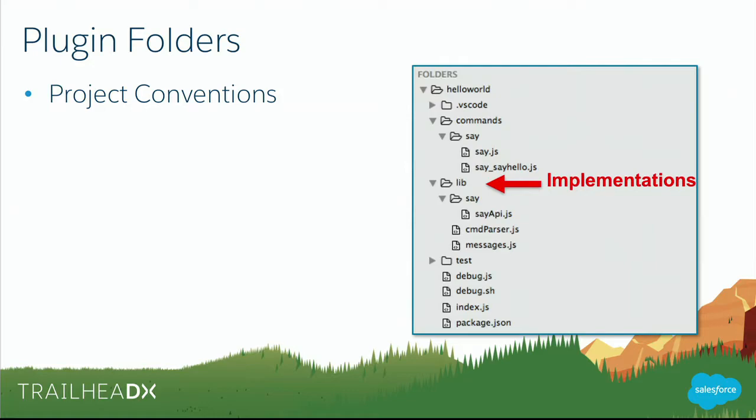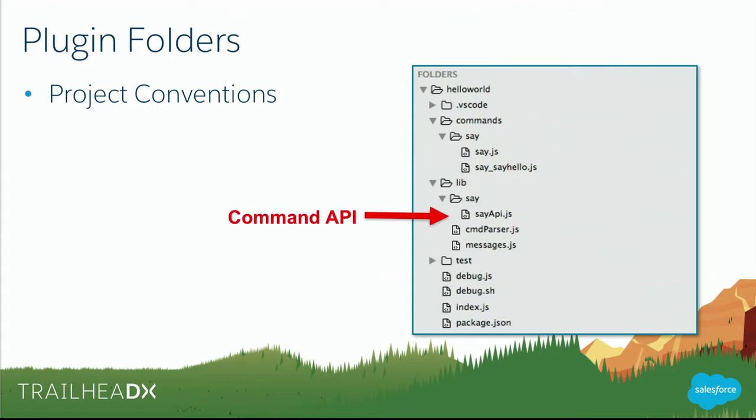Next comes our lib folder. In the lib folder is where we'll do the implementation part of our commands. We arrange it in a very similar way, where we create a folder for the topic. Within that topic folder, we have our command API. I've called this the say API.js. In here is where I actually implement the code that the command executes.